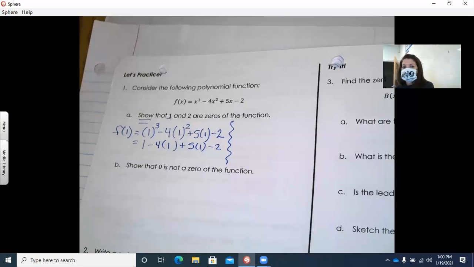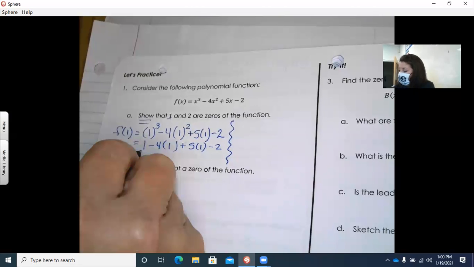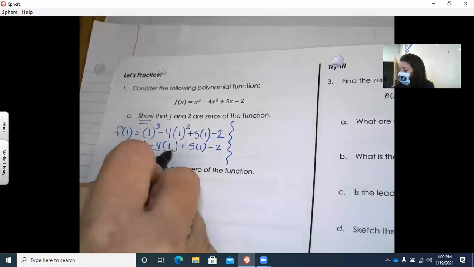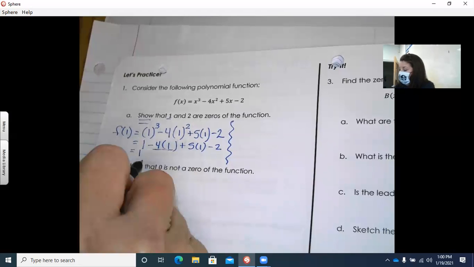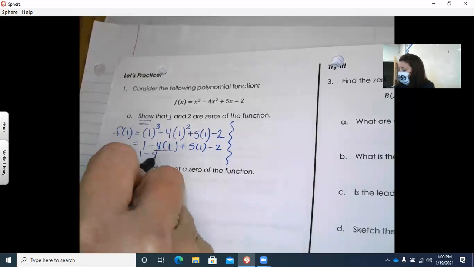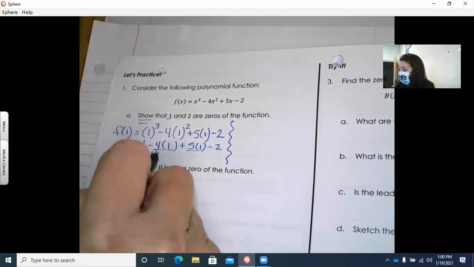So now I see I have addition, subtraction, multiplication. In PEMDAS, what do I do first? Addition, subtraction, multiplication? Multiplication. So this 1, I'm going to bring it down. What's -4 times 1? What's the sign? -4. +5 times 1? +5, and then bring down that -2.